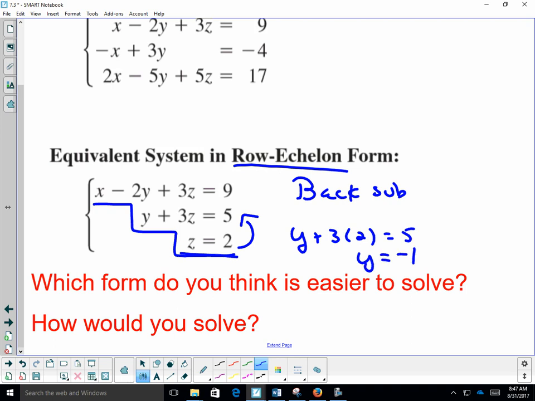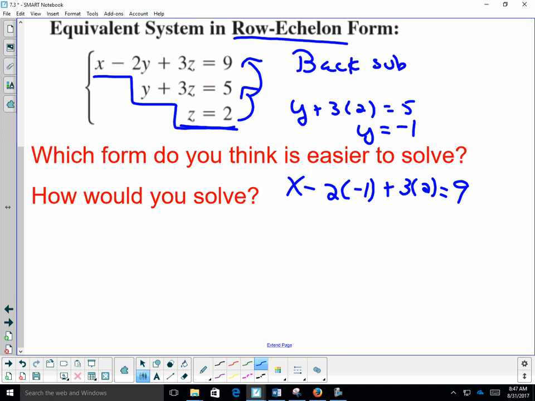Now, once I know that y is equal to negative 1 and z is equal to 2, I'm going to back it up one more time and put it into the top equation and find x. So I'm going to have x minus 2 times negative 1 plus 3 times 2 is equal to 9. And when I solve that, negative 2, 6, 8. So x is equal to 1. So my ordered triple is going to be 1, negative 1, and 2.